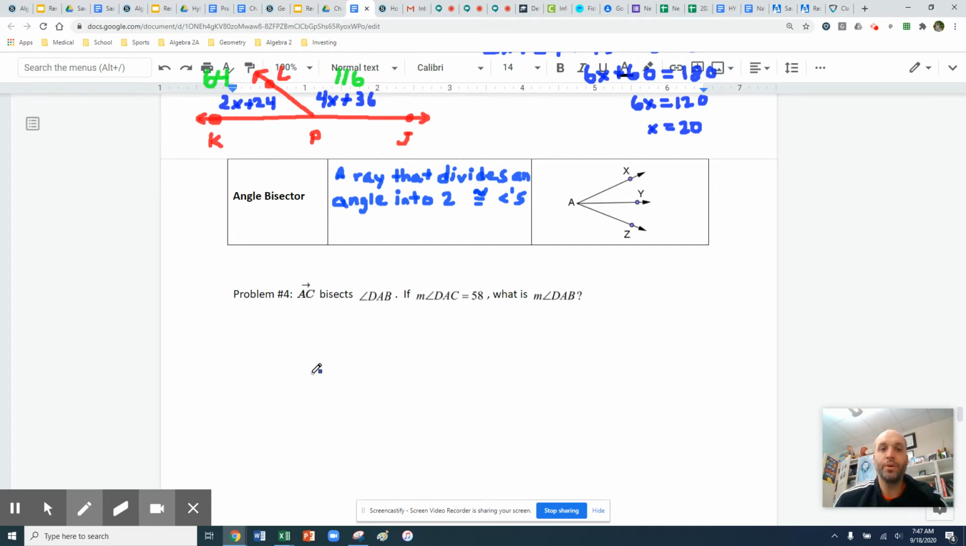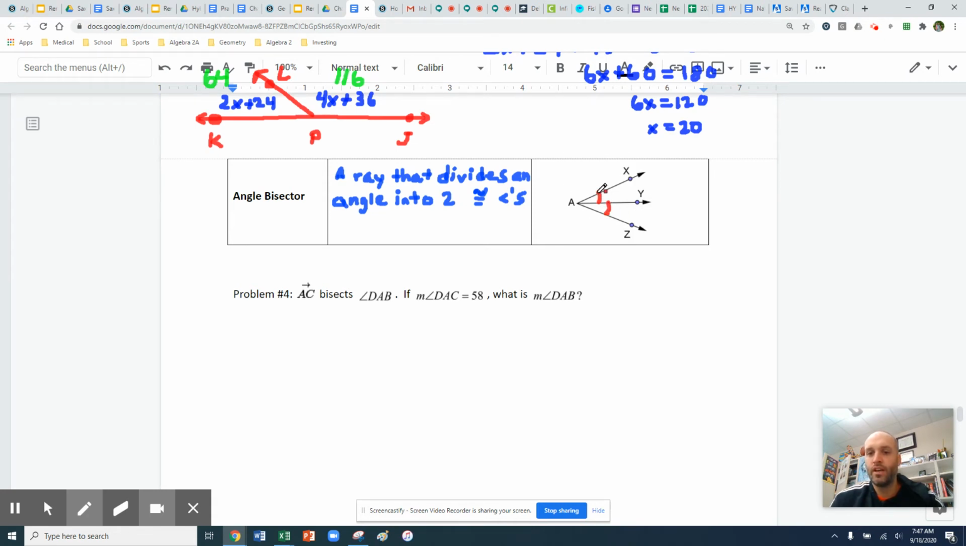An angle bisector is a ray that divides an angle into two congruent angles. The symbol I'm using right here is congruent, and with angles, you can use the symbol to abbreviate instead of writing out that word every time. When we have an angle bisector, it'll divide our angle into two congruent angles.